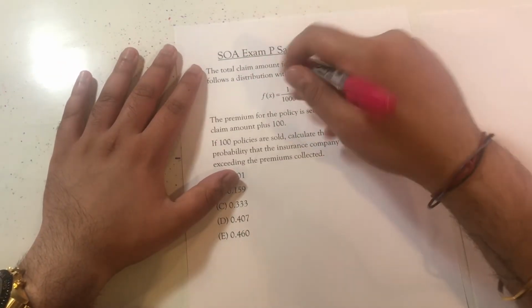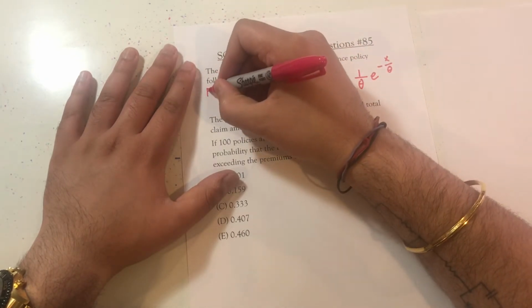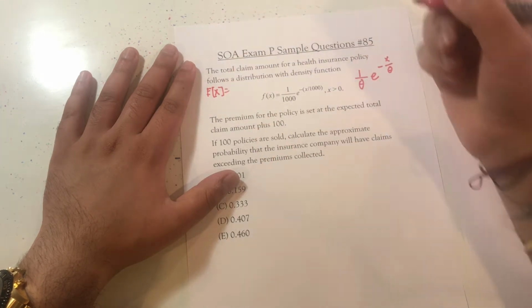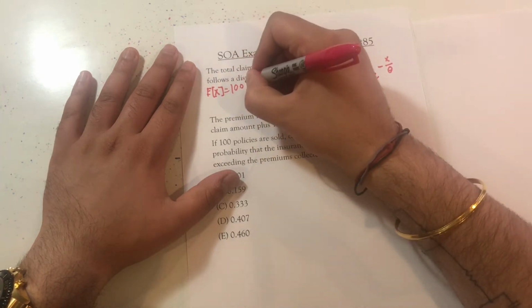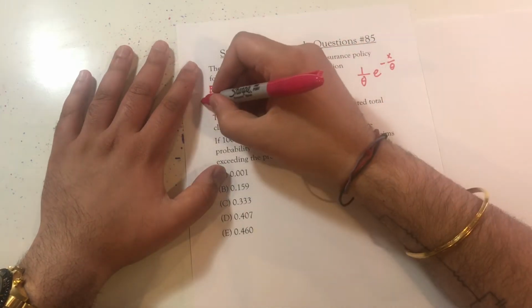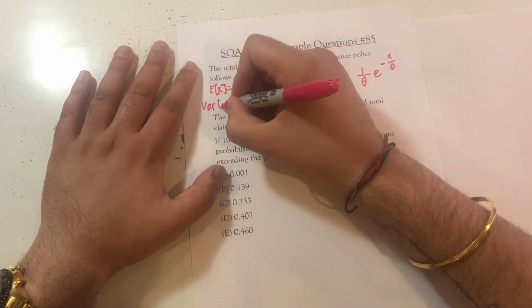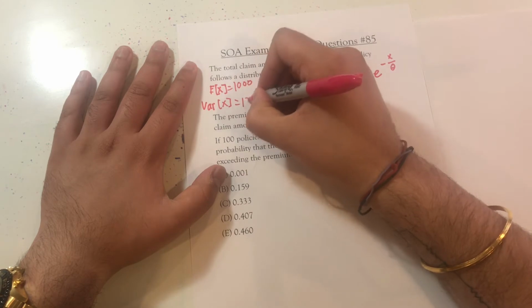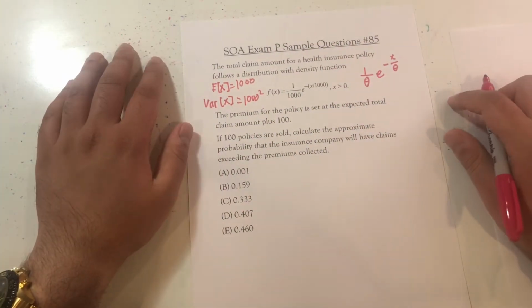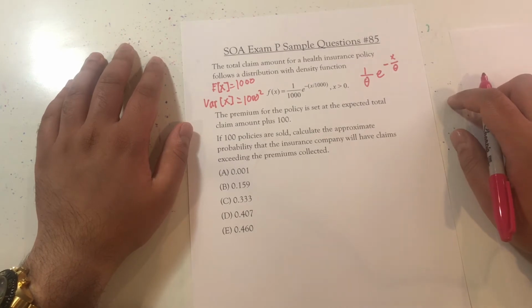So for this, my expected value of X is 1,000. And the variance is theta squared. So the variance of X is 1,000 squared. And the standard deviation would then also be 1,000.